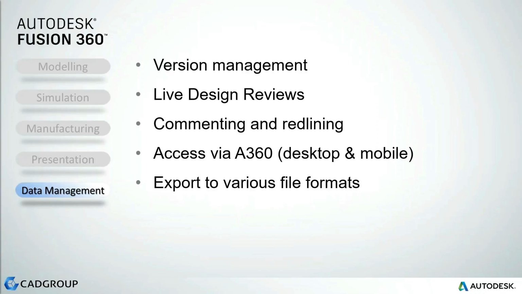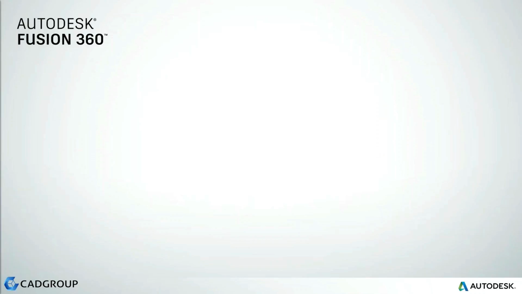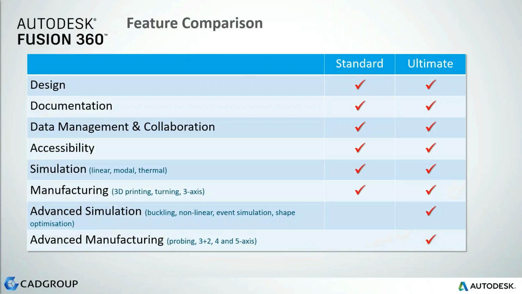Now, I've got to move this forward. We've just got 5 minutes left. Now, Fusion 360 right now comes in 2 flavors. We've got Standard and Ultimate. So the main difference between Standard and Ultimate is that Ultimate has got advanced simulation like buckling, nonlinear analysis, event simulation, shape optimization, and advanced manufacturing, which is probing, positional, 5-axis positional, 4 and 5-axis simultaneous.